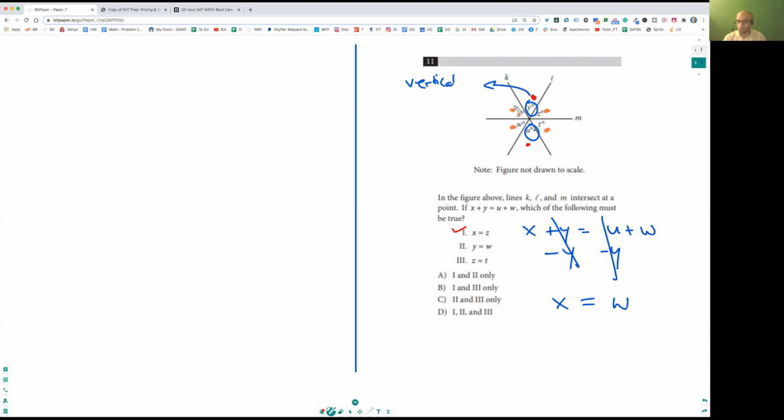Is y equal to w? No. Y and w are kind of separate, and these four angles are the same, right? So this one is out, right? This one is out.